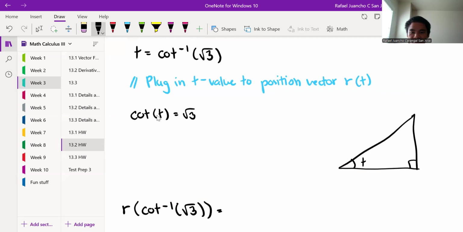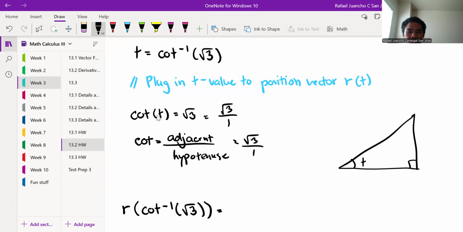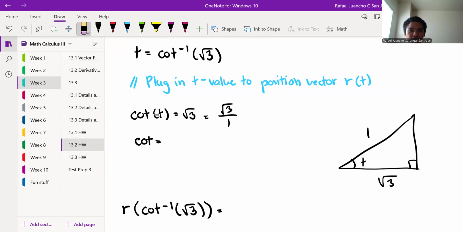Cotangent, there was a mnemonic for this, it's cho, sha, cow. So cotangent is basically cow, the adjacent side of the angle over its hypotenuse. So here we could say this is square root of 3 over 1. And so we can say the hypotenuse is 1, and we can just use the Pythagorean theorem to find the other side, right? The way to prove it's adjacent over hypotenuse, another thing is the SOHCAHTOA.